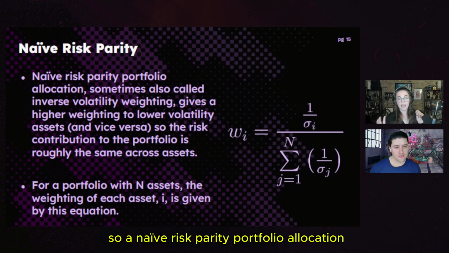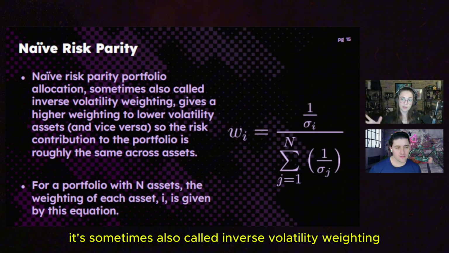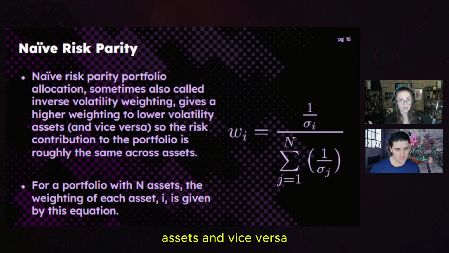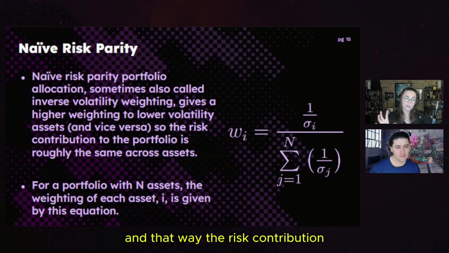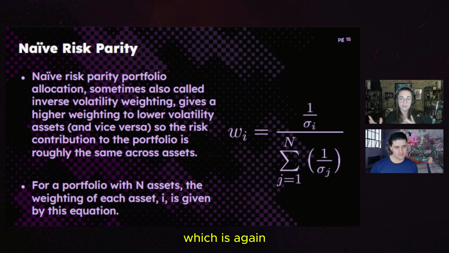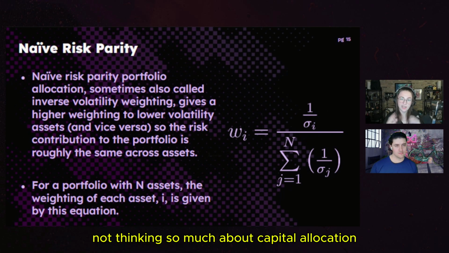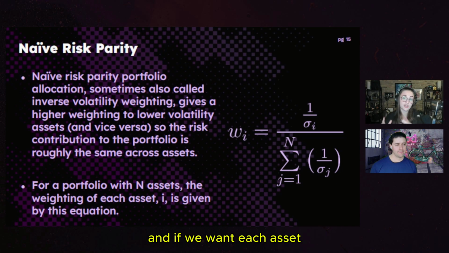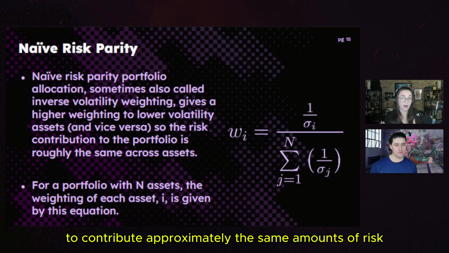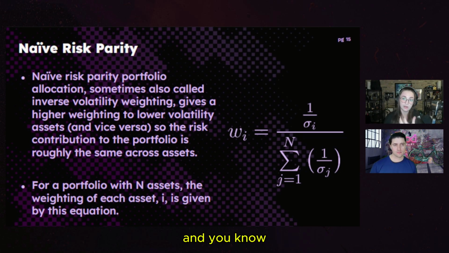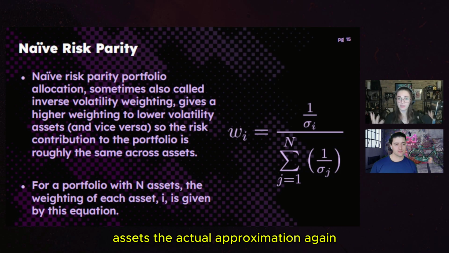Okay, so a naive risk parity portfolio allocation is sometimes also called inverse volatility weighting. It's going to give higher weighting to lower volatility assets and vice versa. That way, the risk contribution across these different portfolio elements is going to be a little bit closer to even, which is again what we're trying to achieve with risk parity. We're not thinking so much about capital allocation, we're thinking a bit more about risk allocation. And if we want each asset, in our example, to contribute approximately the same amount of risk, we'd want to put a lot more weighting on these lower volatility assets and a little bit less weighting on these higher volatility assets.